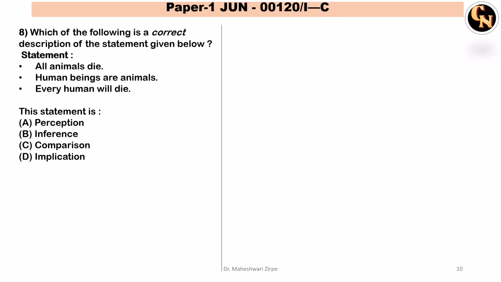Now the next one is, which of the following is the correct description for the statement given below? The statements are given: all animals die. Second, human beings are animals. Every animal will die. So what we are trying to do here is infer from the first statement and second statement that every human being dies. So the correct option here is B. It is inference. We are trying to show that these three statements we can correlate.